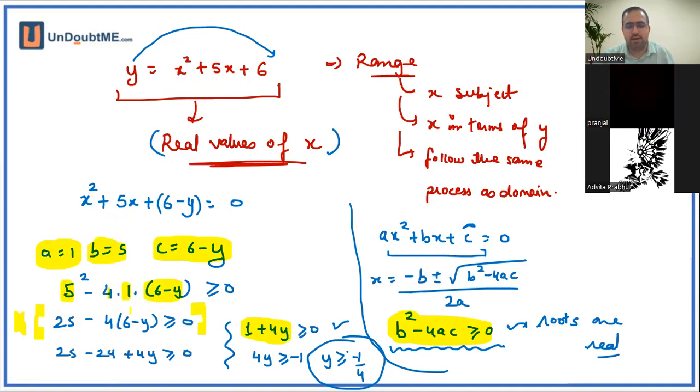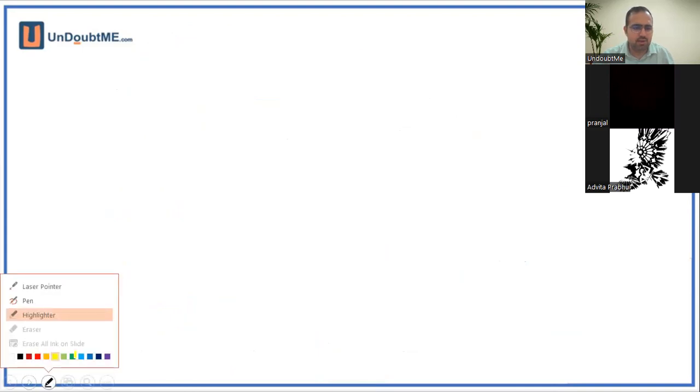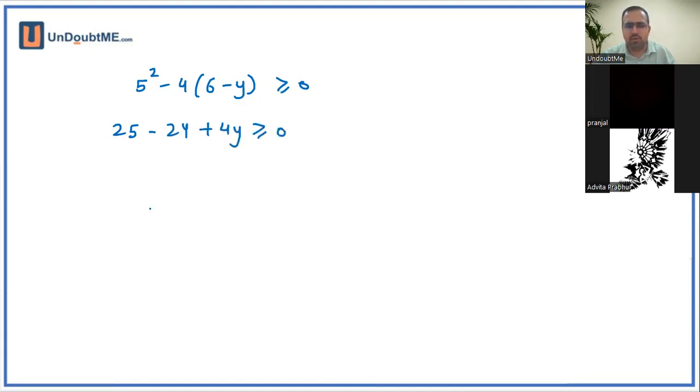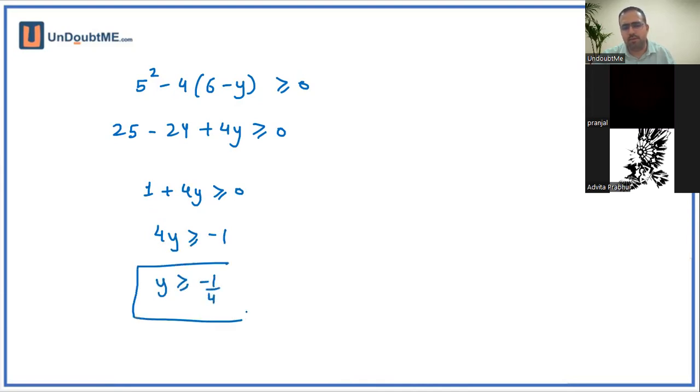So 4 times 6. I'll just do it again over here. So 5 square minus 4 times 6 minus y is greater than or equal to 0. 25 minus, when you open the bracket, 4 times 6 is 24, minus minus plus 4y greater than or equal to 0. 25 minus 24 is 1, plus 4y is greater than or equal to 0. Then 4y will be greater than or equal to minus 1, and then y will be greater than or equal to minus 1 by 4.